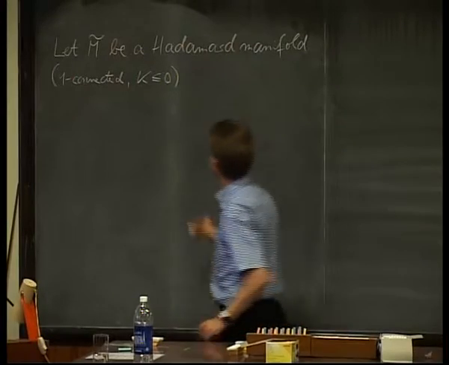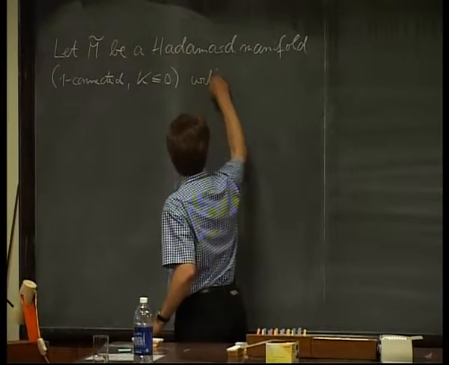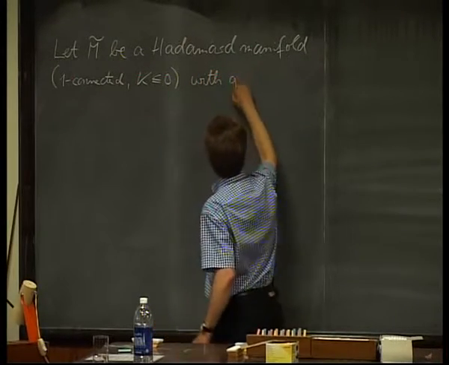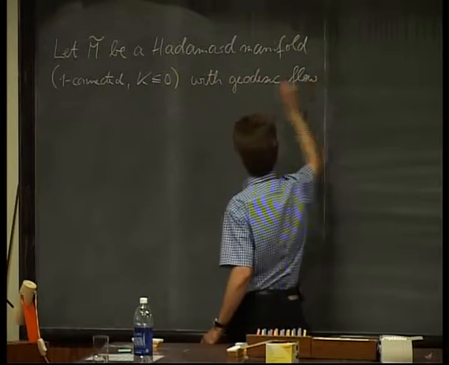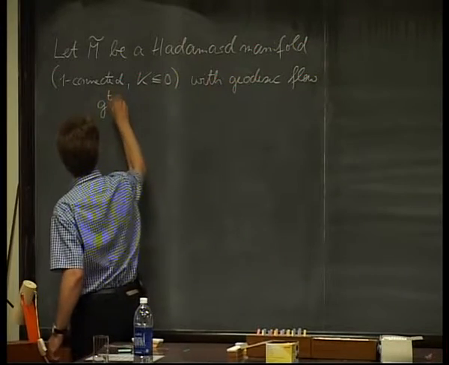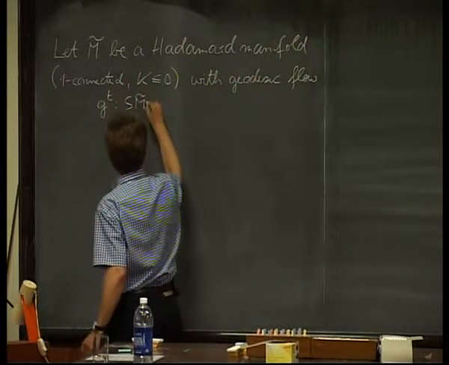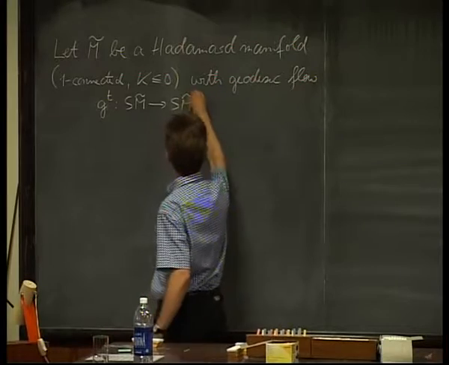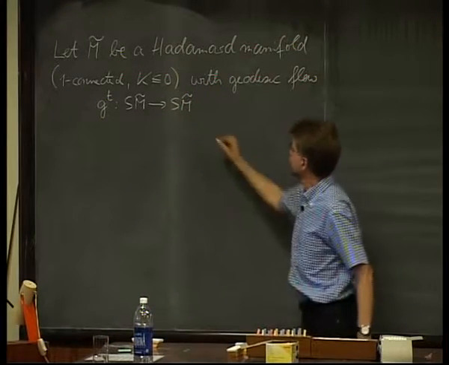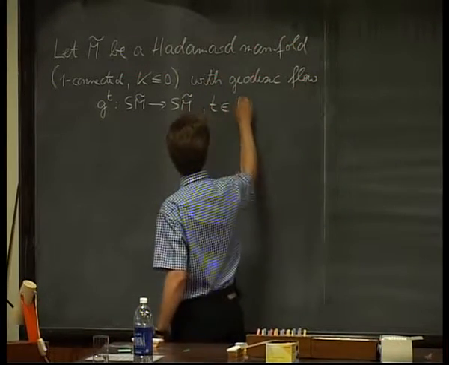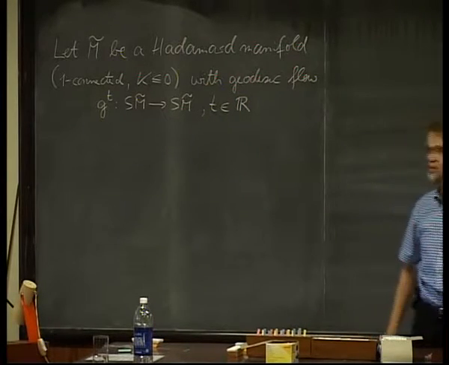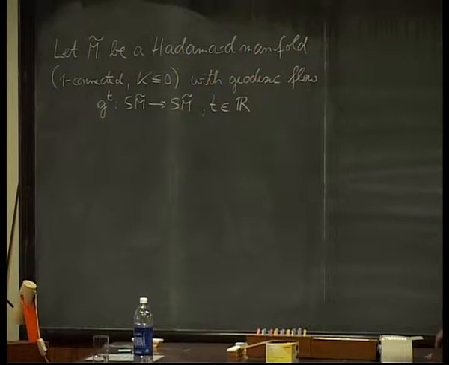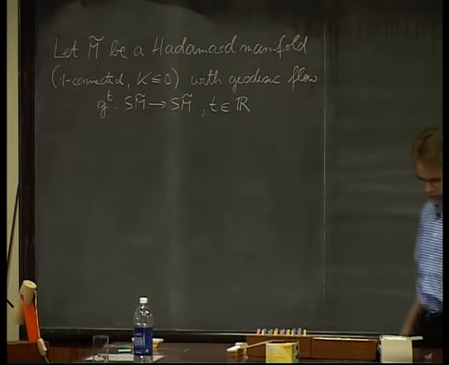I will need, at least at one point, the geodesic flow. So the unit tangent bundle of our manifold will be denoted by SM tilde. So that's defined for all of R, since M tilde is assumed to be complete.